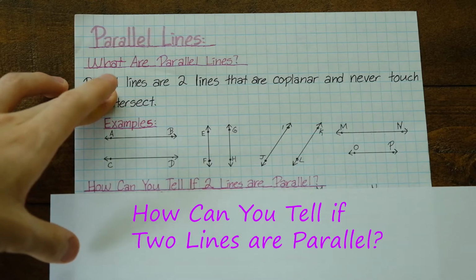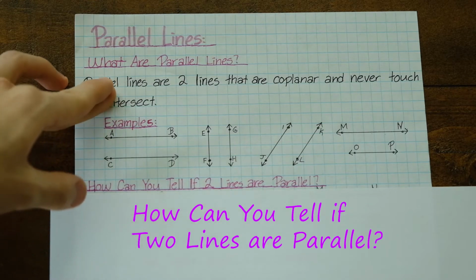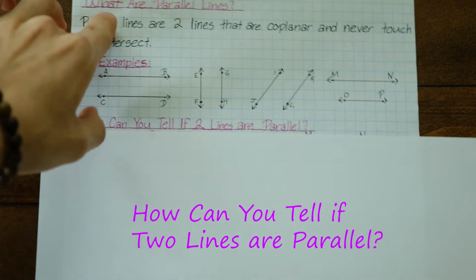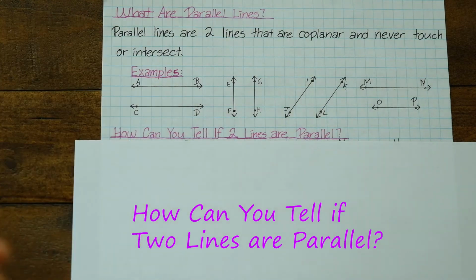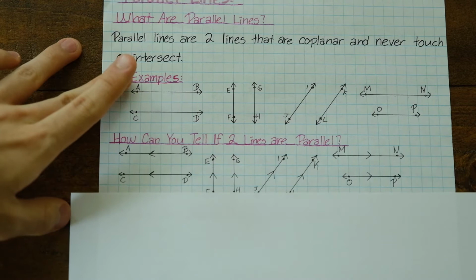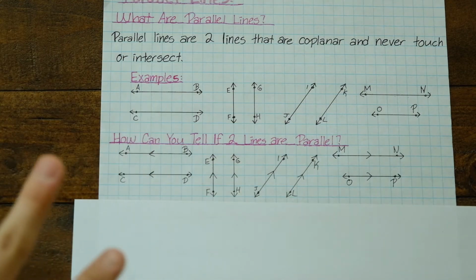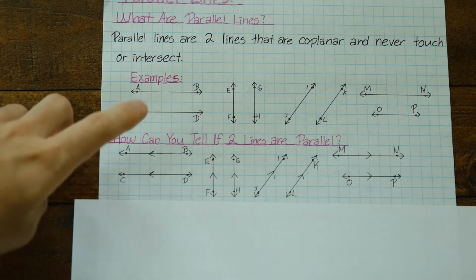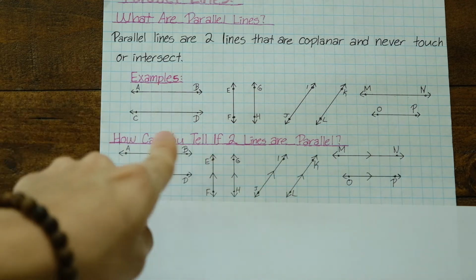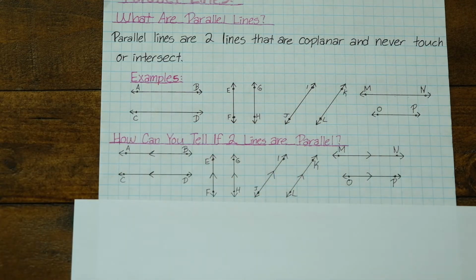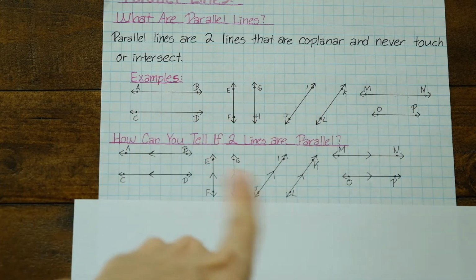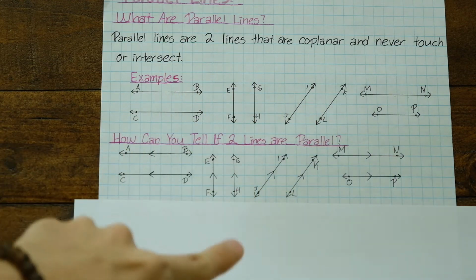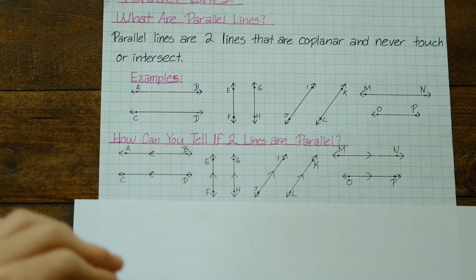So how can you tell if two lines are parallel? Good question, because that's very important. You cannot just assume that two lines are parallel because that will definitely be a little bit risky. The way you can tell two lines are parallel is if they have these two arrows. You can see the difference between these lines and these lines: these two lines have arrows. Only if they're parallel will they have that mark.